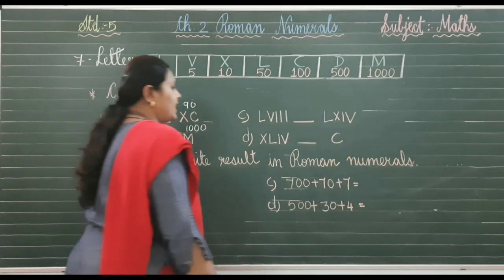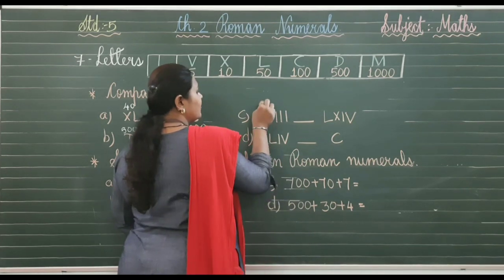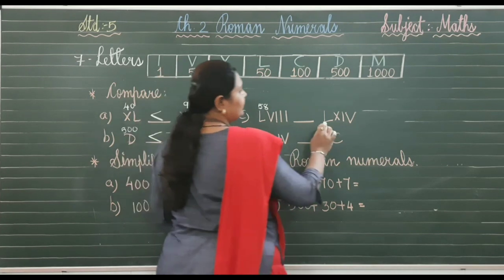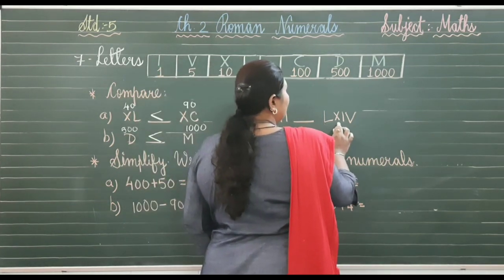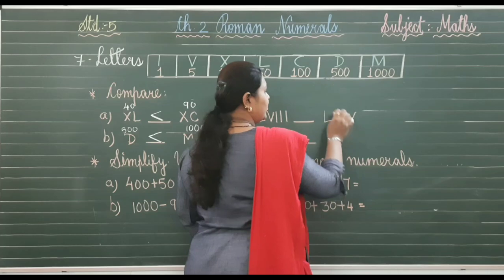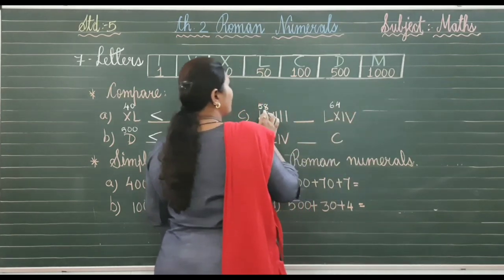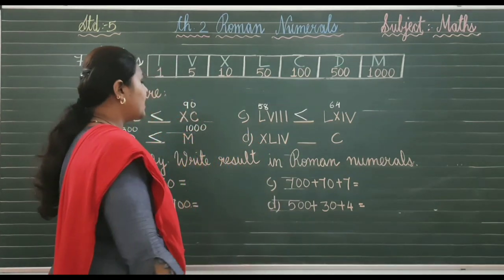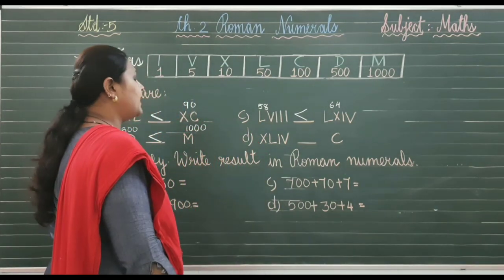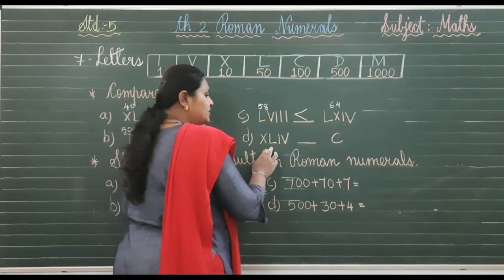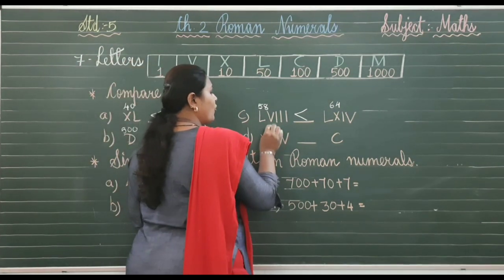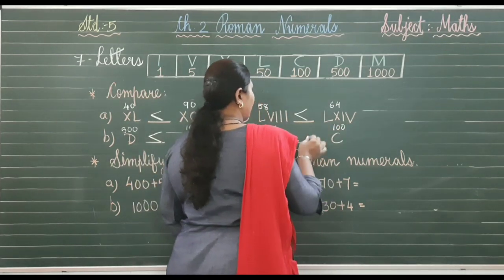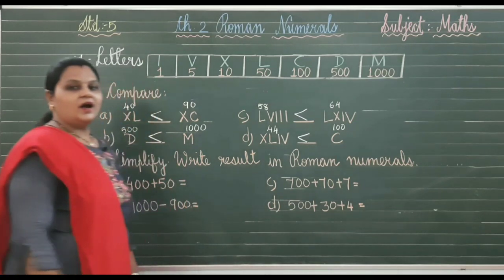Next is LVIII. L means 50. VIII means 8. 58. Then LX. So L plus X, 60. 58 is smaller than 64. Then XLIV. XL means 40 and IV means 4. So 44. C stands for 100. 44 is smaller than 100.